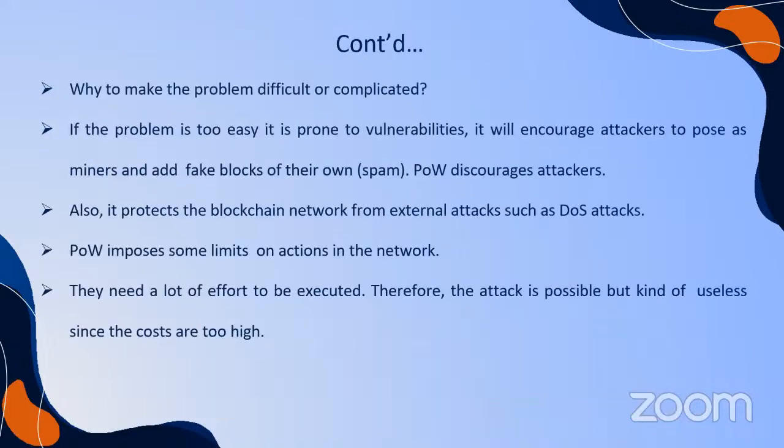So why make the problem difficult and complicated? Because if the problem is too easy, it is prone to vulnerability, and it would encourage attackers to pose as miners and fake blocks of their own. So proof of work discourages attackers. It also protects the blockchain network from external attacks such as denial of service attacks, like those on centralized servers. Proof of work imposes limits on actions in the network, which need a lot of effort to execute. Therefore an attack is possible but kind of useless, since the cost is too high.